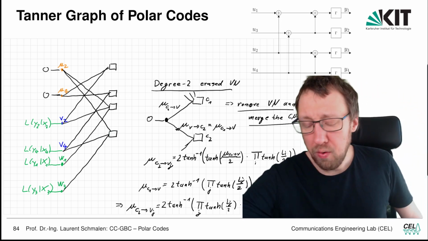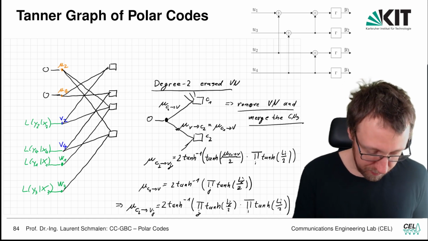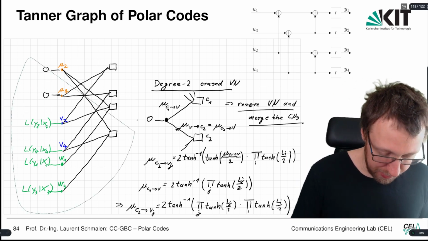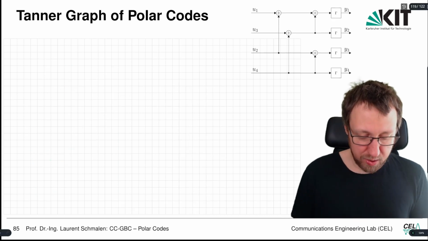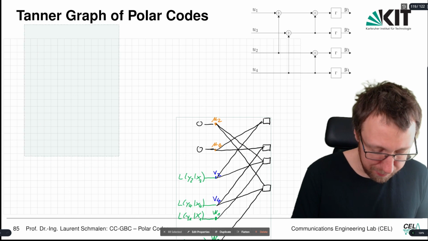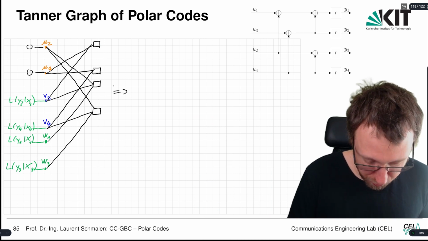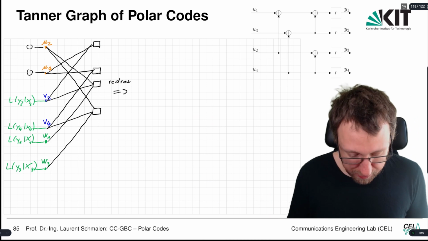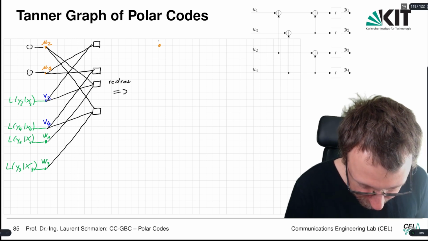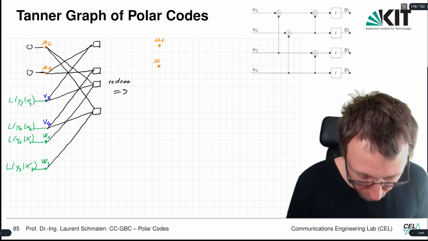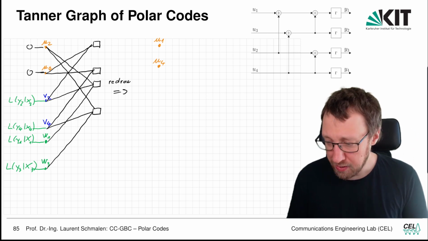Okay, so now we have a simplified tenor graph. So we can actually take this tenor graph and redraw it such that it becomes a little bit clearer. So what we can do is we redraw. So we have the two information variable nodes. We keep those U1 and U4. And then we have the channel related variable nodes.